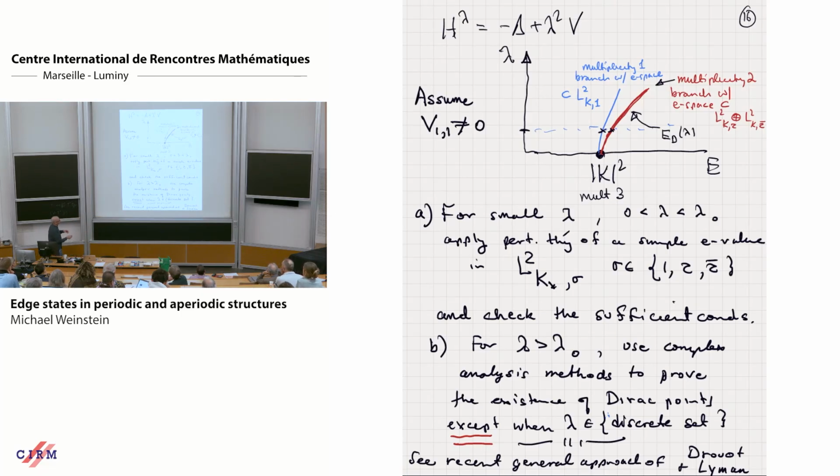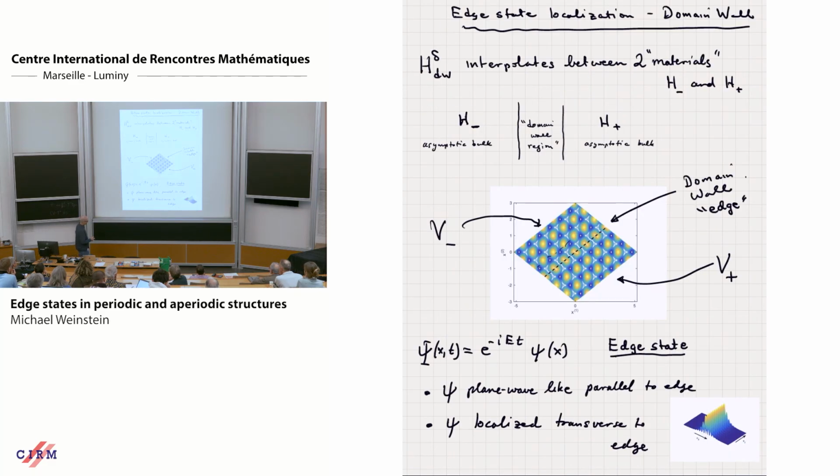And then for λ large, you have to show some kind of persistence of the properties of those sufficient conditions, and that requires analyticity arguments, which establish that you can satisfy the conditions except for a bad set, a discrete set of λs coming from analyticity considerations. There's a very nice recent general approach that doesn't only cover the honeycomb lattice, but very general situations, which treats this argument, by Alexei and his recent student, Curtis Lyman. Okay.